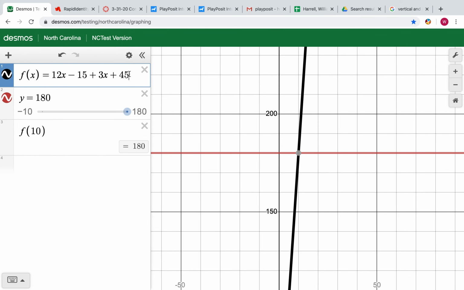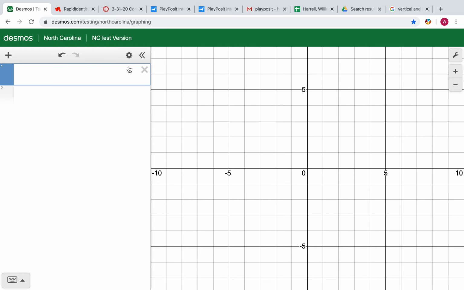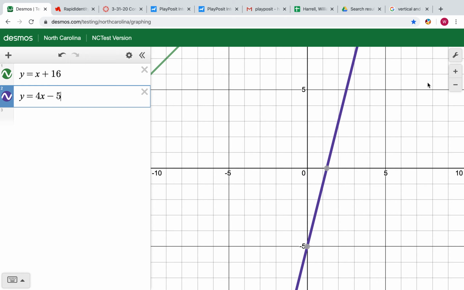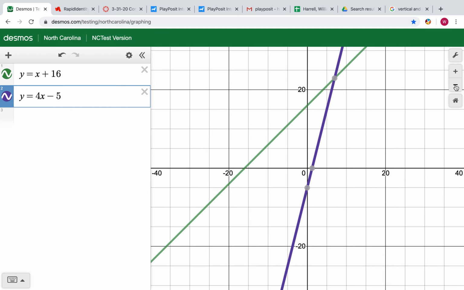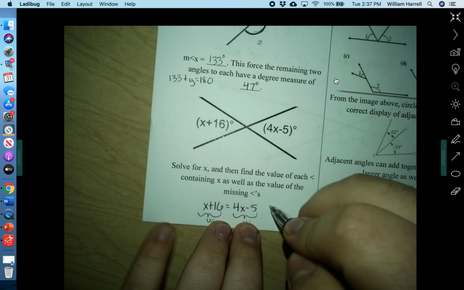Okay, so I start a new problem. I close out of everything. I hit home before I even type a new equation. Y equals x plus 16. Y equals 4x minus 5. Zoom out until you can see where they intersect. They intersect at 7. So x is going to be 7.